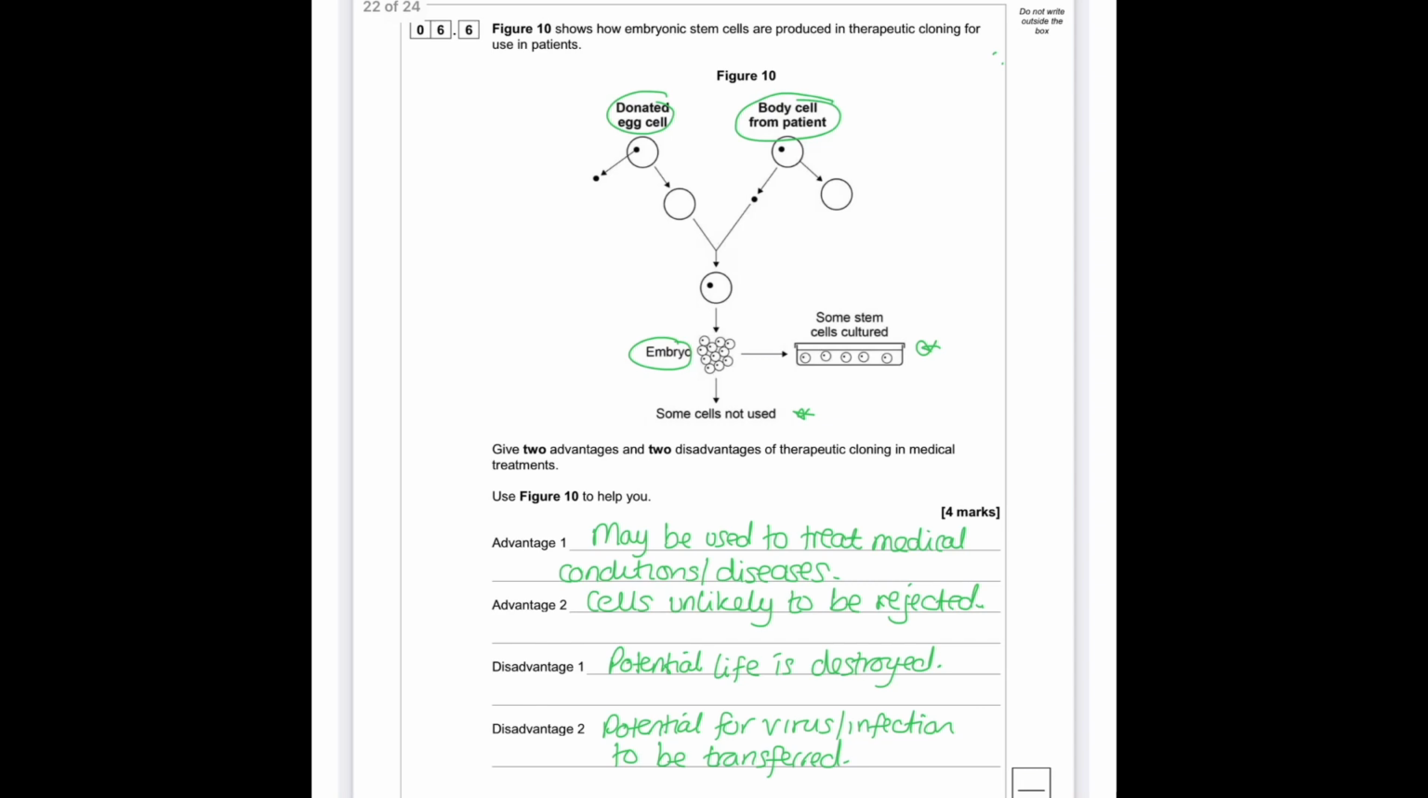So this brings us to the end of the Biology Higher Paper 1 for Trilogy.